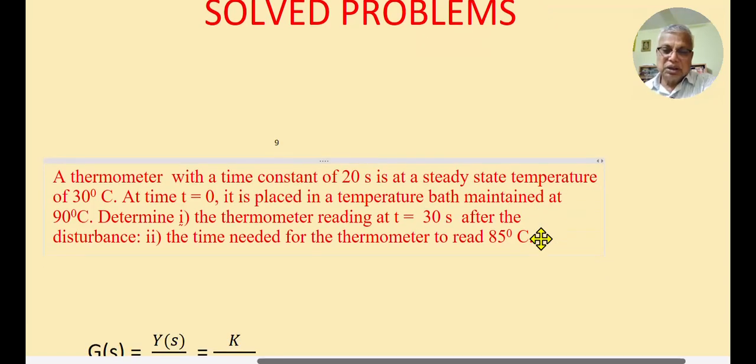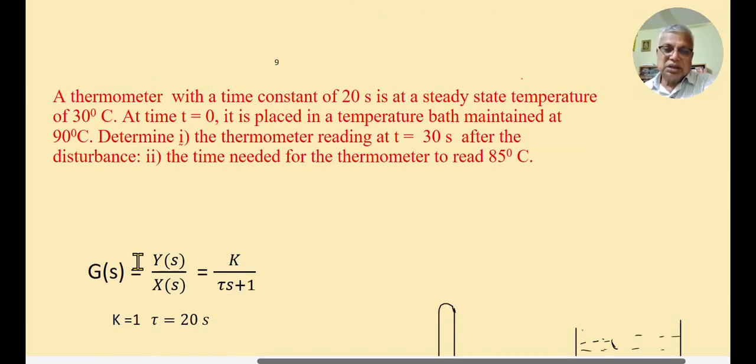Right. So thermometer is a first order system. This is the dynamics of a first order system. Though not mentioned here, it is understood thermometer has first order dynamics. So this is the transfer function of the thermometer, K by tau s plus 1, and we know for a thermometer the gain K is 1, and it is given that the time constant tau is 20 seconds.